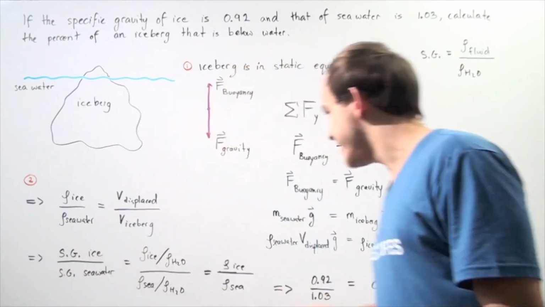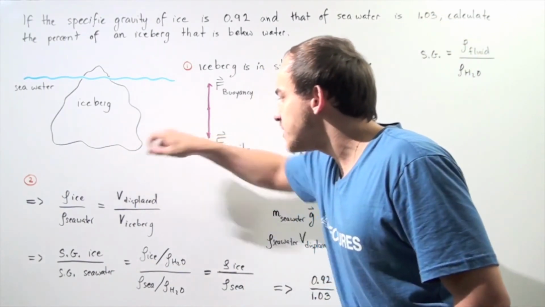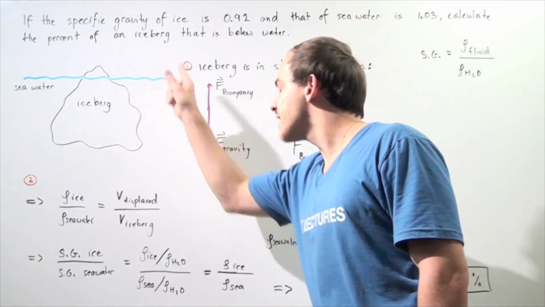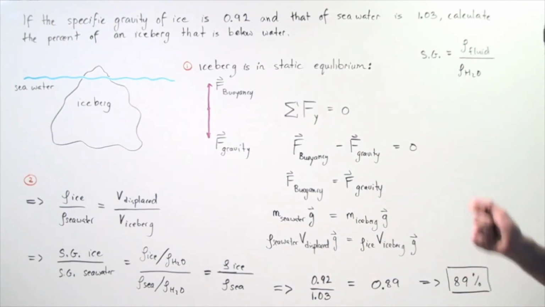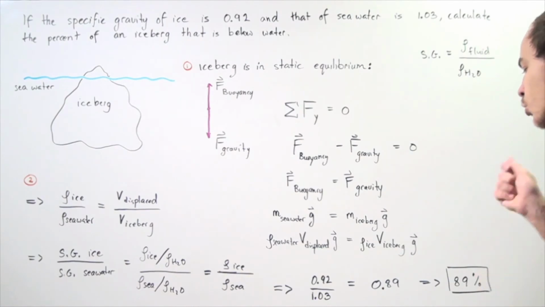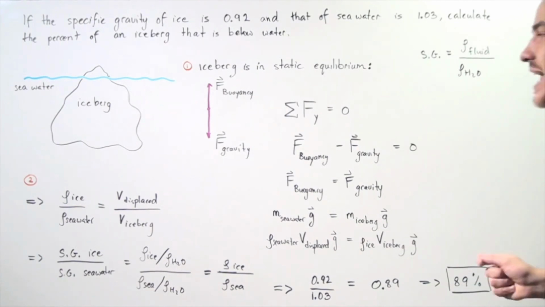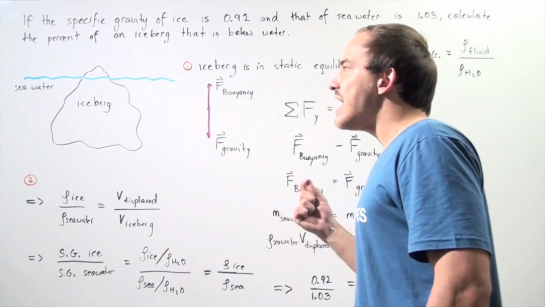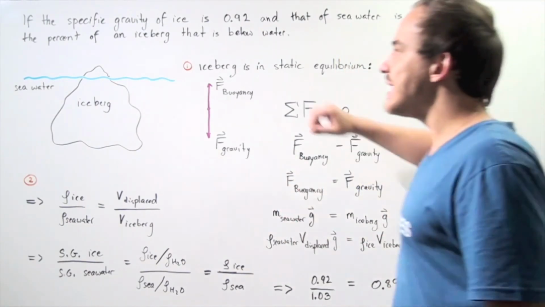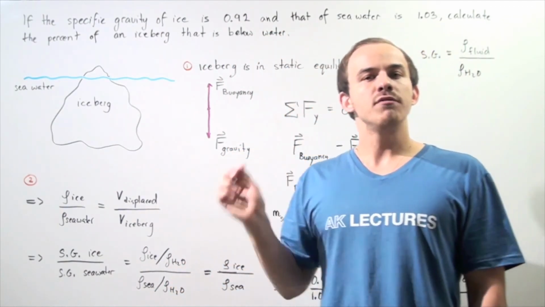So this quantity is equal to this quantity, which gives us the volume displaced divided by the volume of the entire iceberg. And this quantity is about 0.89. So now we take this quantity and multiply it by 100%, and we see that approximately 89% of the entire iceberg is found below the seawater, and only about 11% is found above seawater. So we can only see 11% of that iceberg.